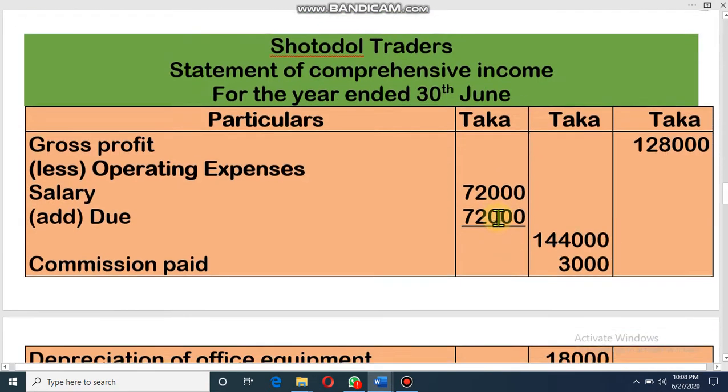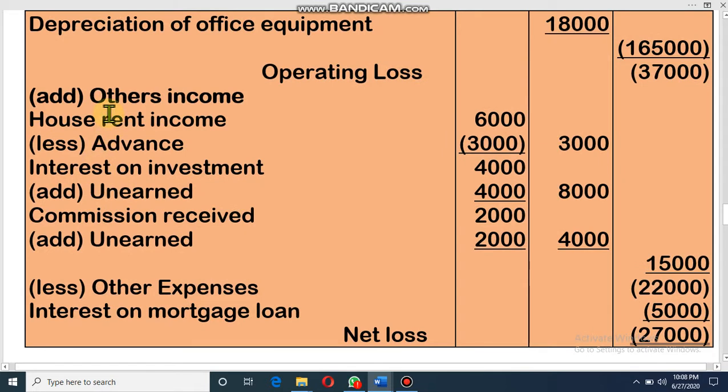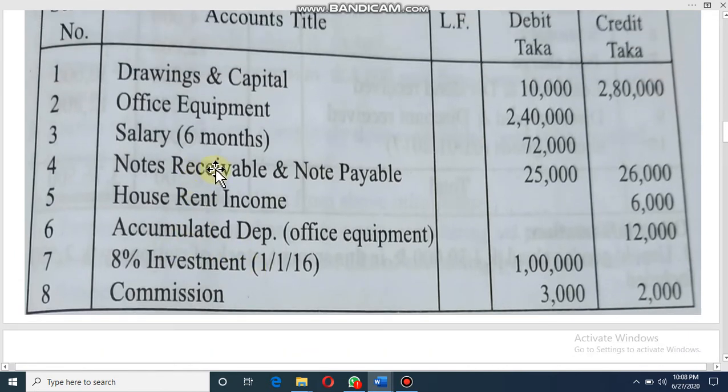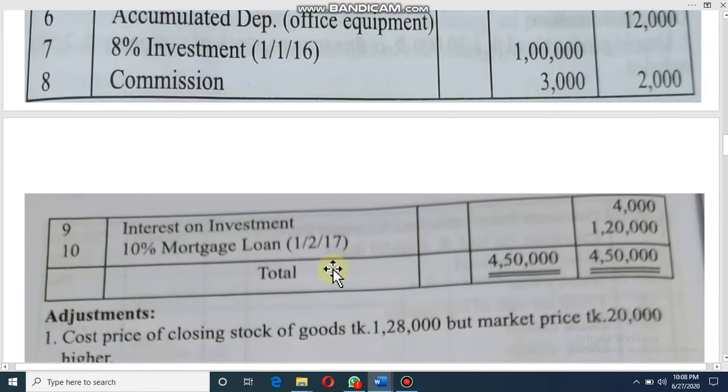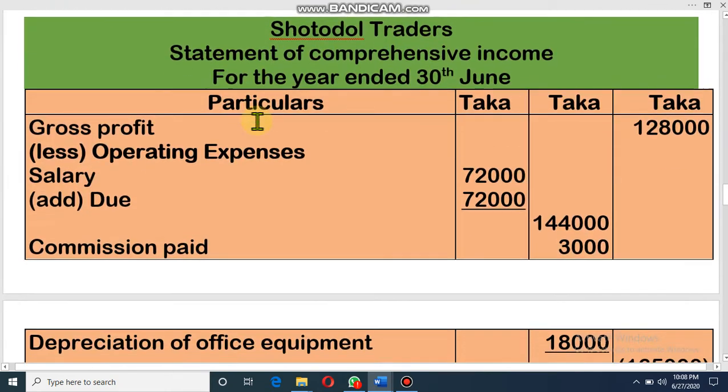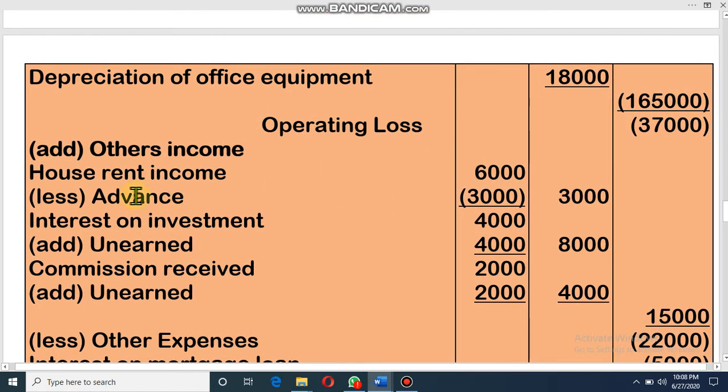Look at the solution now, dear student. House rent income, I have told you 6,000 and less advance. That means we have received advance 3,000. So net income for this year is 3,000. How I get it is advance? Dear student, look at the math. House rent 6,000, and in the adjustment house rent received for 2 years. That means this 6,000 for 2 years. So 1 year's amount is advance. That's why house rent 6,000 minus advance 3,000. So 3,000 is my income.